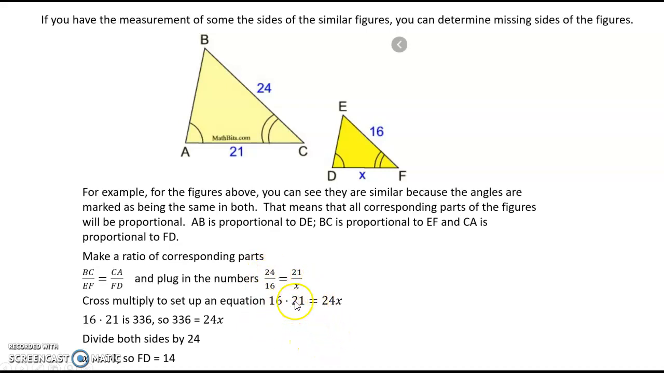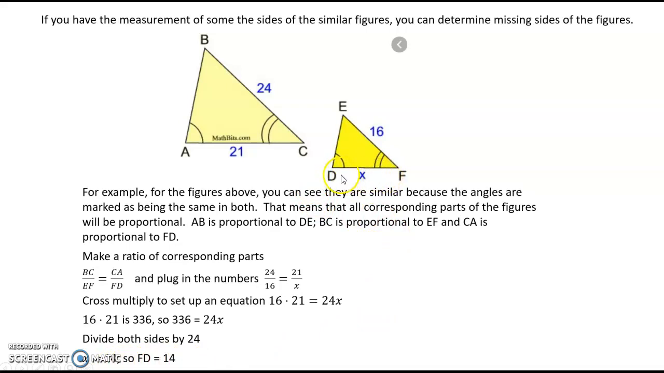Then we can solve this equation. First we simplify the left side. 16 times 21 equals 336. So then our equation would look like 336 equals 24x. Then we divide both sides by 24. And when we do that, we get x equals 14. So that means that the line segment FD is equal to 14.